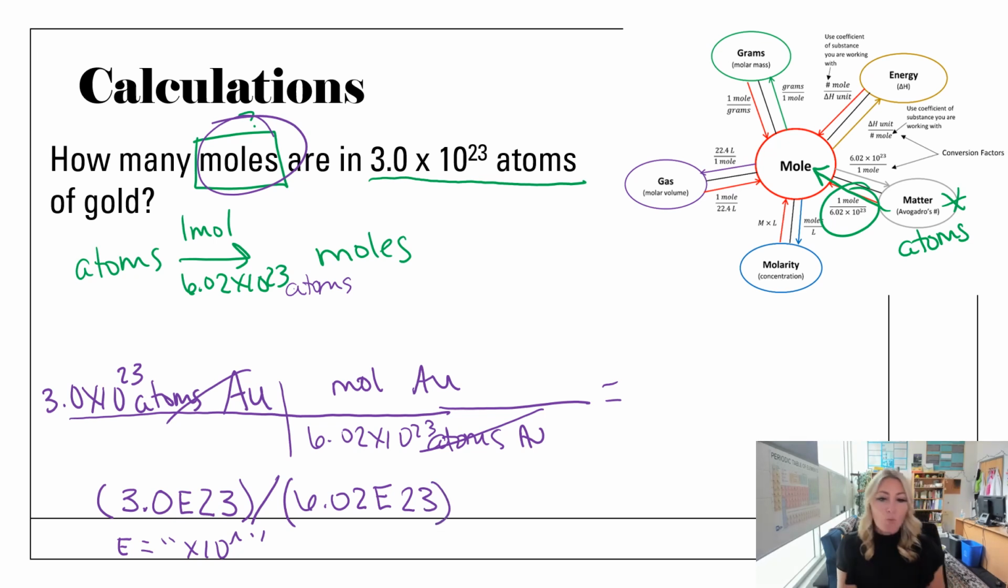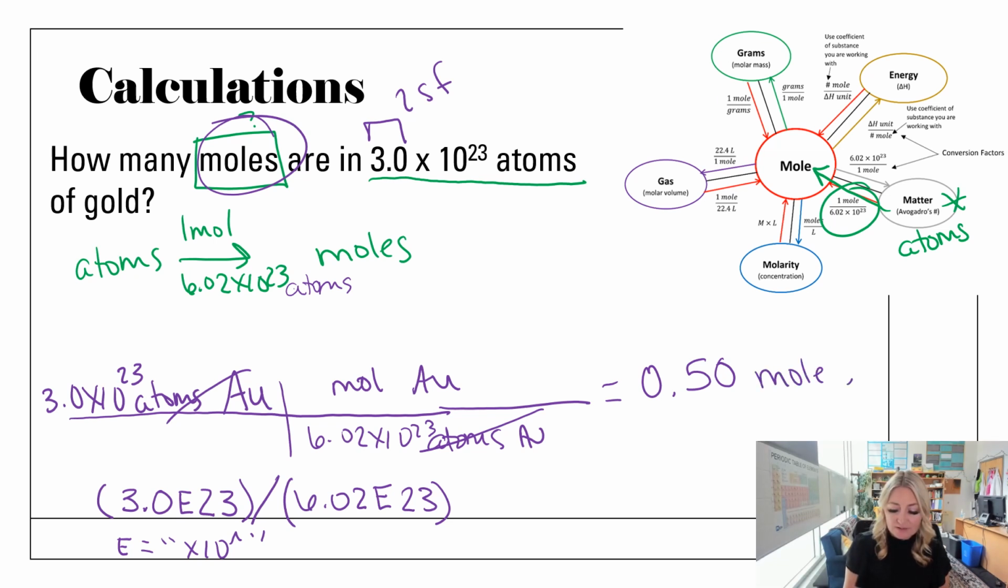23. When you multiply across the top and divide by the bottom, and again, looking at this, 2 sig figs in our answer, we're going to round to 2 sig figs, we get 0.5, and we are going to add that additional 0 on there to make that significant so that we have 2 sig figs. Our unit is moles, our substance is gold. So number, unit, substance.